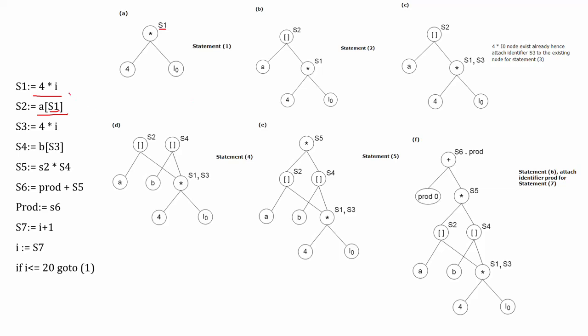So then what we need to do? This array operator. Inside that, S1 will be your right child, and A will be your left child. Just do that. This is the array operator. Left child is A, right child is S1.